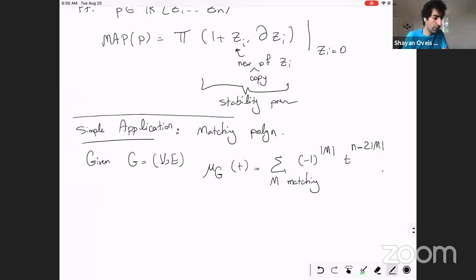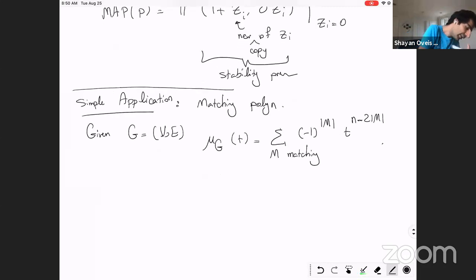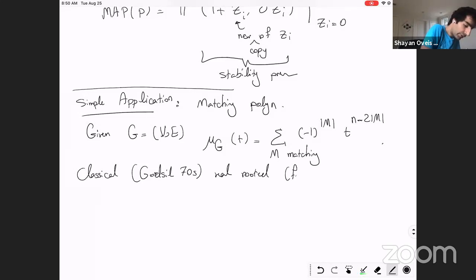Okay, so basically, the way you want to think about it is that the coefficients of this polynomial are a count of the number of matchings in the graph of different sizes, size 1, size 2, size 3, and so on. Now there's a classical fact due to Godsil, in like the 70s, that this polynomial is real rooted for any graph. For any graph G, the matching polynomial is real rooted.